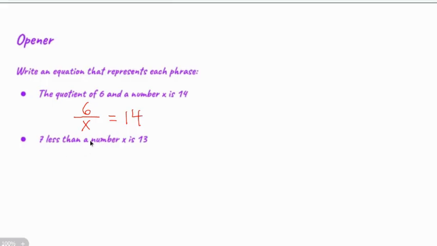7 less than a number x is 13. So remember, this is the one where 7 less than implies we're subtracting 7 from x. So we're actually going to say x minus 7 is being equal to 13.